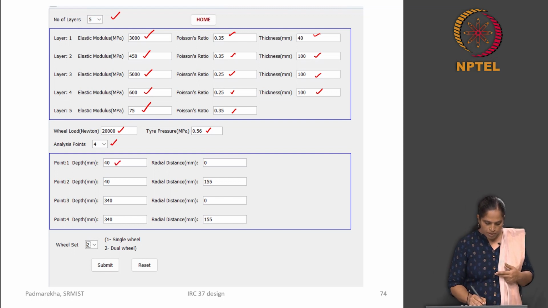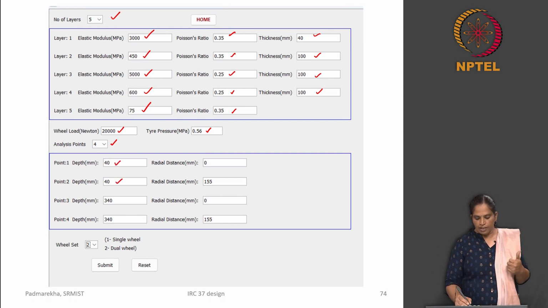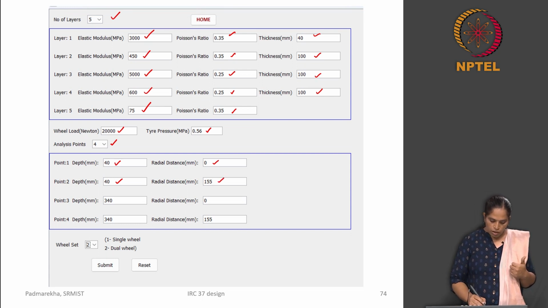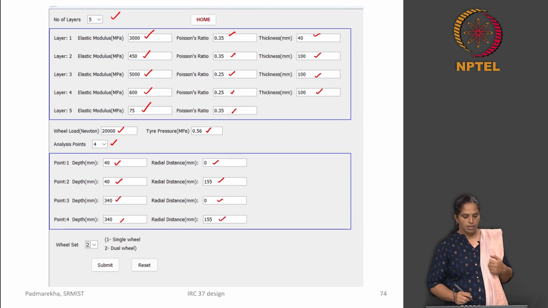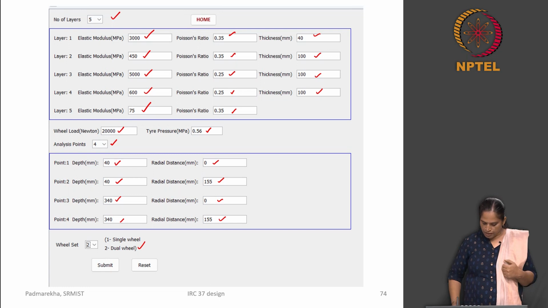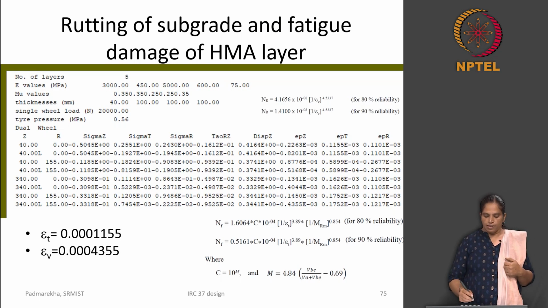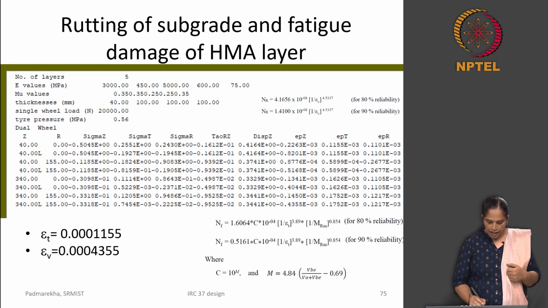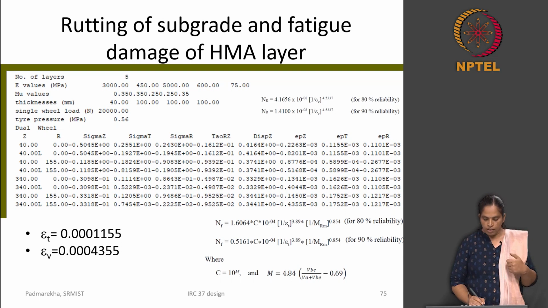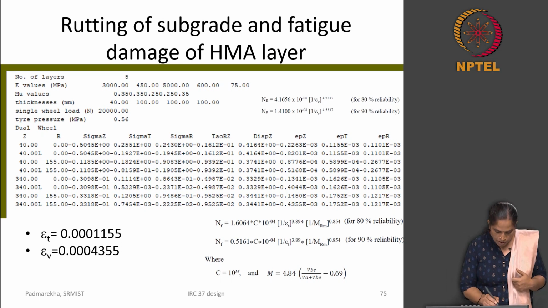At the bottom of the bituminous layer, at 40 millimeter depth, we take the radial distances of 0 and 155 millimeter. At the top of the subgrade layer, at 340 depth, again the radial distances are 0 and 155 millimeter. We will use a dual wheel load. When you submit it and compile it, this is the result you will get. Now we will identify the tensile strain that causes fatigue damage in the HMA layer. The HMA layer corresponds to these 2 points, out of these 4 points.